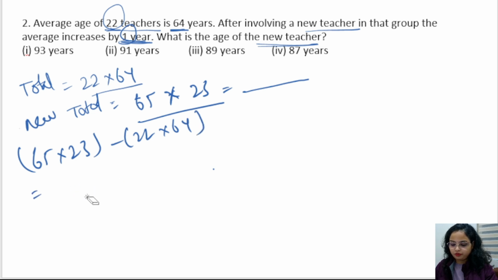If you want to find it by using the units digit, it is 5 into 3, 15, minus 4 into 2, 8. It is 15 minus 8, so the units digit will be 7. Fourth option, 87 is the answer.